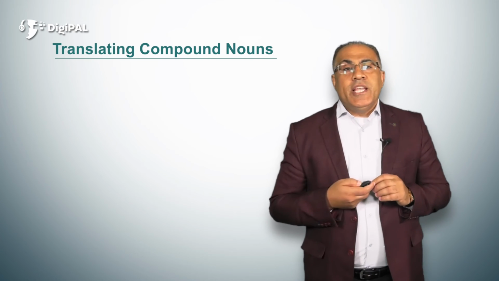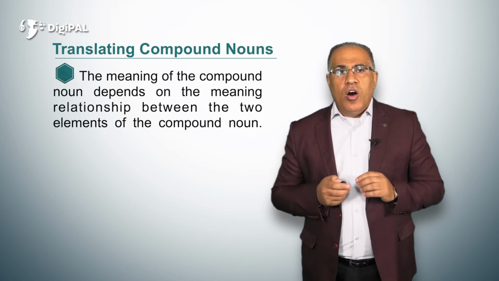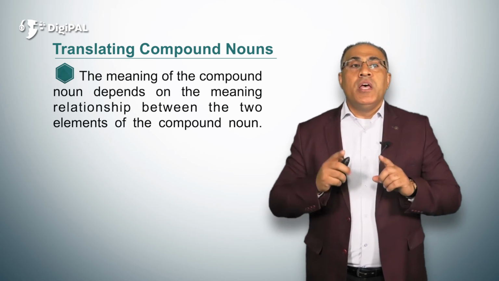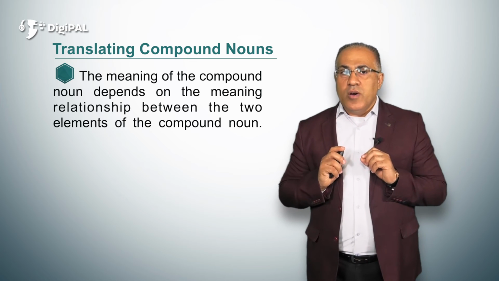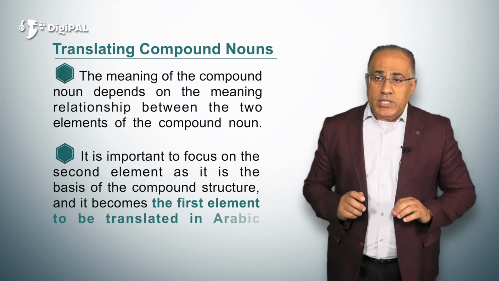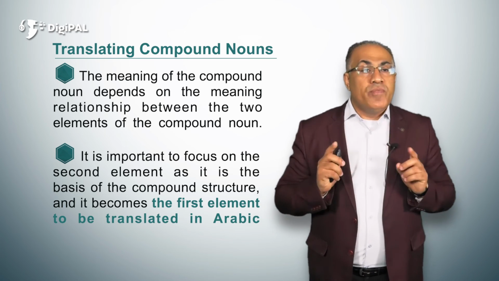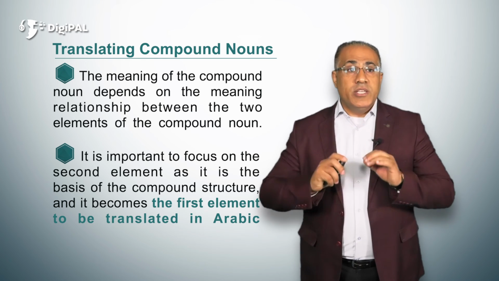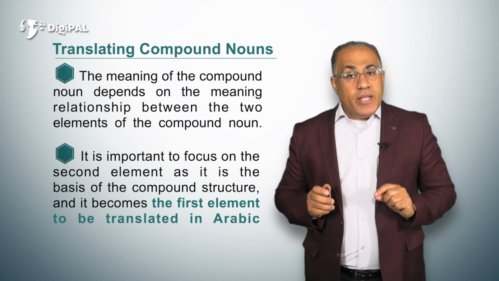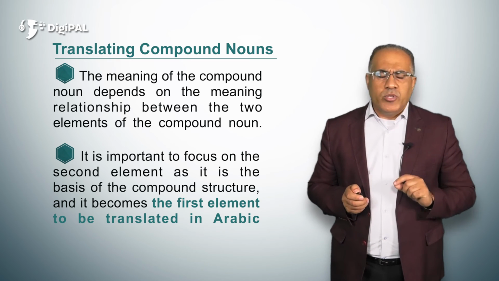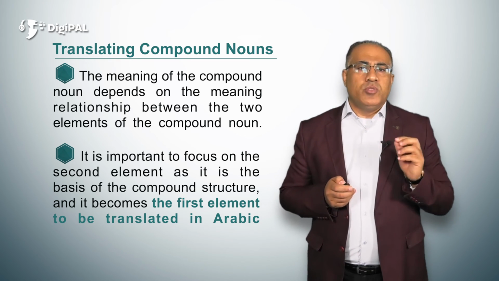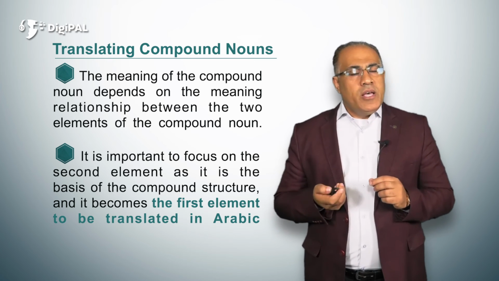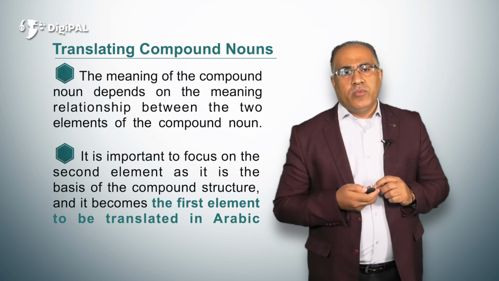So, how do we translate compound nouns? The meaning of the compound noun depends on the meaning relationships between the two elements of the compound noun. And therefore, it is important to focus on the second element of the compound noun, as it is the basis of the compound structure. And therefore, it becomes the first element to be translated in Arabic. So whenever you want to translate a compound noun into Arabic, try to translate the second element of the English compound noun first.